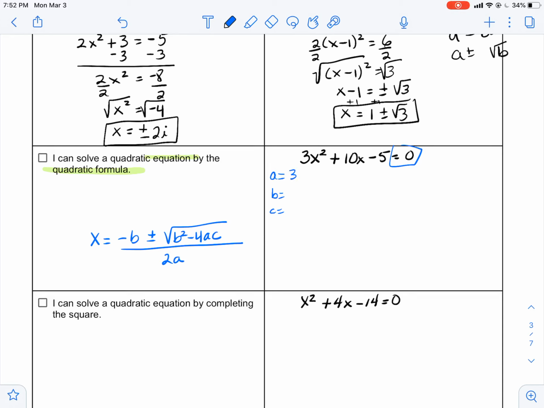So A is 3, B is 10, C is a -5. And then we're just going to substitute in opposite of B, plus or minus, square root of B squared. Now remember also, if B is negative, we got to put parentheses around it. 4 times A times C, all over 2 times A.